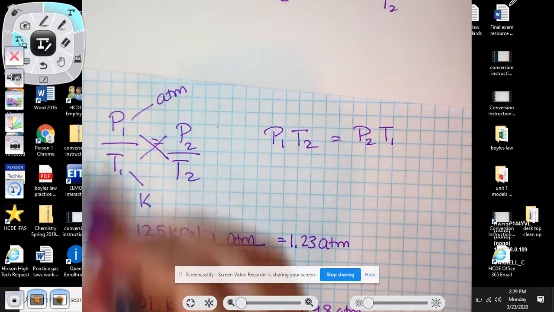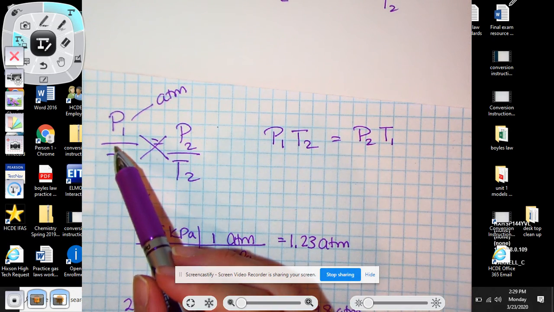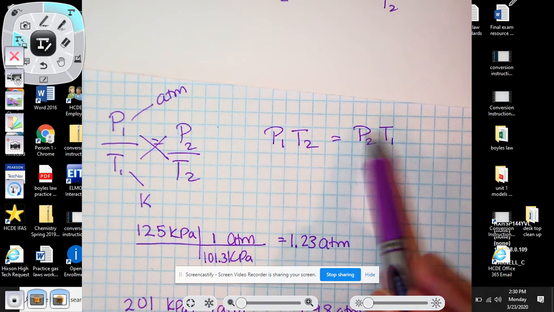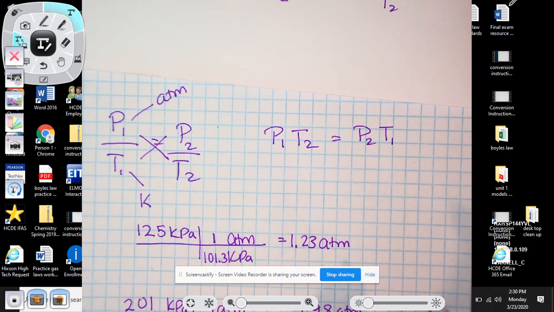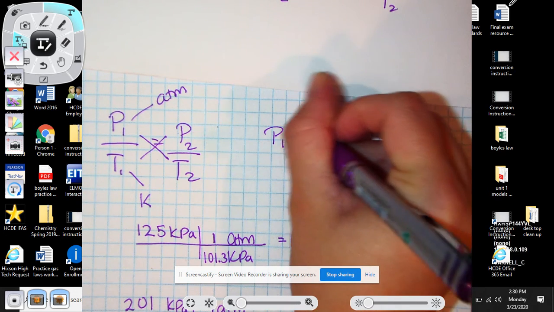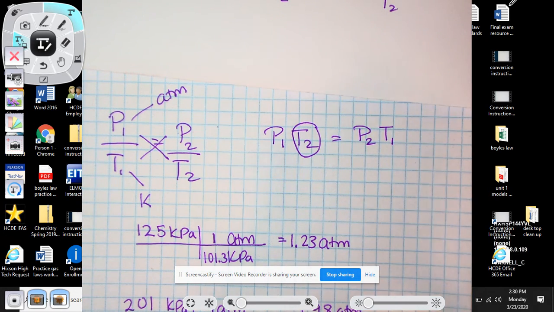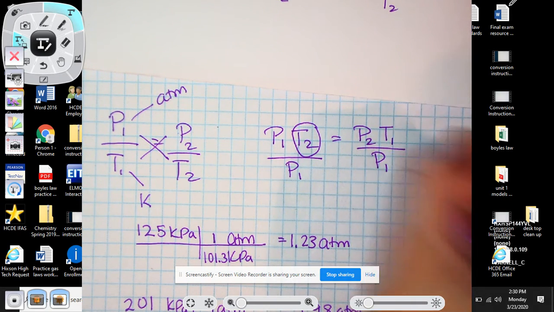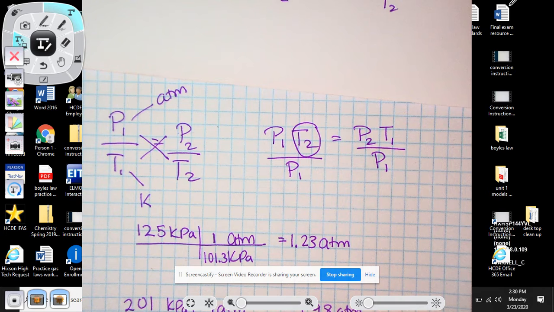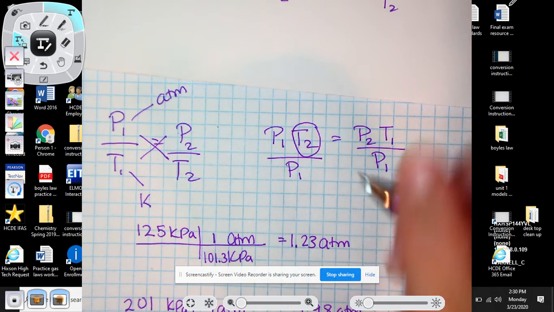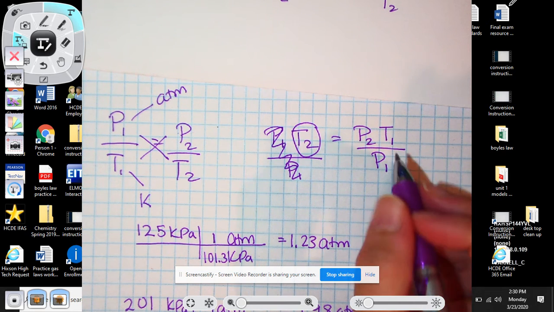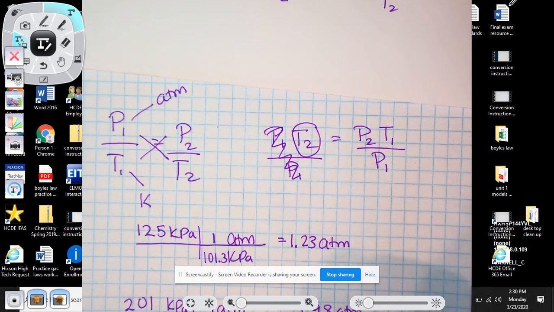Okay, from here, I just need to look at my formula. I cross multiplied. I got P1 times T2, P2 times T1. Remember, those can be swapped around. And I'm looking for T2. So I'm going to circle what I'm looking for, divide by everything else. So divide by P1 on both sides, and that is going to cancel out P1. So T2 equals P2 times T1 over P1.